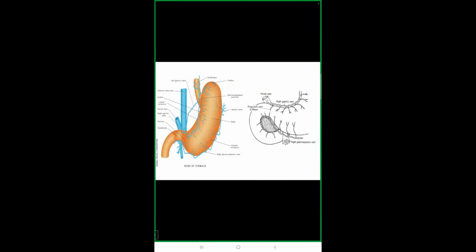In this picture, the venous supply of the stomach is depicted, and on the right, the pre-pyloric vein of Mayo is being shown. Now, the nerve supply of the stomach. The stomach is supplied by both the parasympathetic and sympathetic parts of the autonomic system.